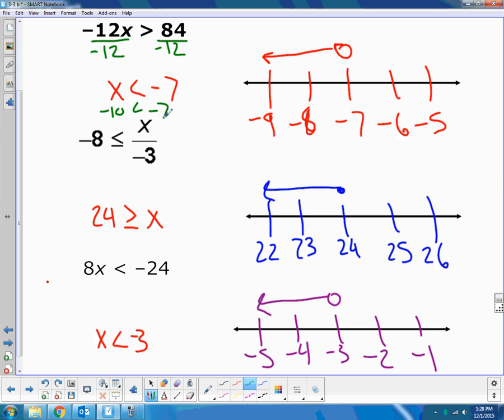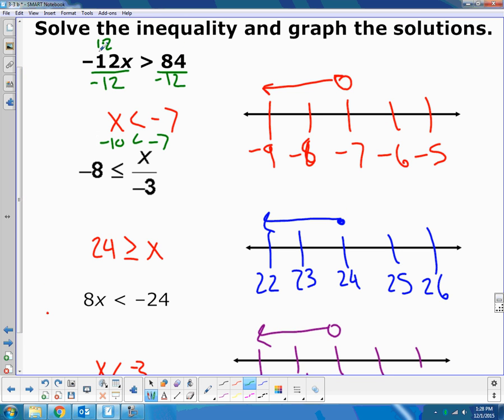So negative 12 times negative 10 becomes 120 positive, which is in fact greater than 84. And so it does work out to be correct when you flip that symbol over. And then graphing it, if x is less than negative 7, negative 8, negative 9 are both less than negative 7. And it's not equal to negative 7. So you have an open circle.